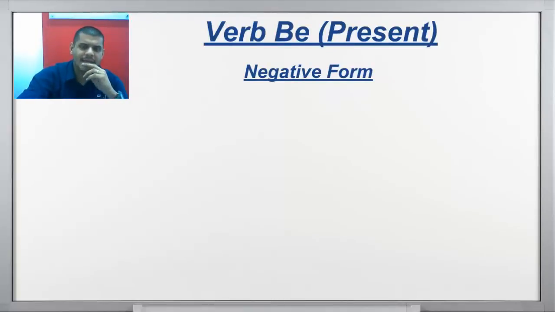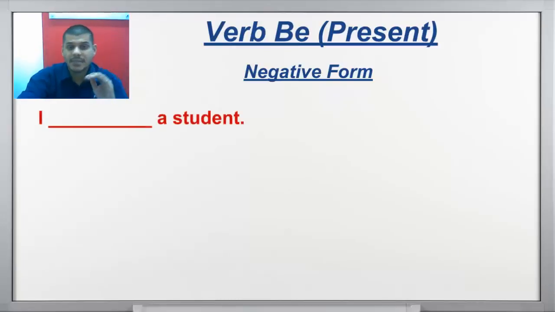So, let's take a look at the examples I have here for you. I am a student. Remember that now we are talking about the negative form, but it's very simple. In the affirmative, I would say I am a student, right? In the negative, I add the word not. This is all. So let's take a look. I am not a student.